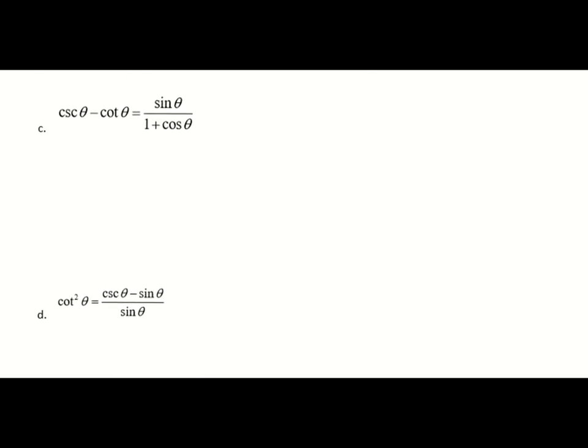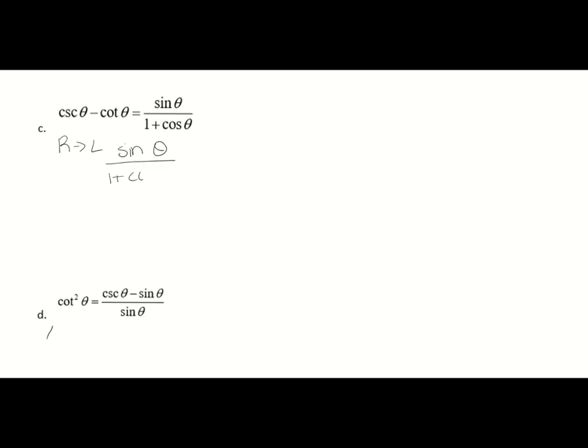Okay, we have cosecant theta minus cotangent theta is equal to sine theta over 1 plus cosine theta. So here really you could work left to right or right to left. They both have some stuff going on, so it would really be up to you. Just to kind of switch it up, I am going to work right to left. So I will not touch cosecant theta minus cotangent theta, and I will manipulate sine theta over 1 plus cosine theta. Now with this, you cannot factor.